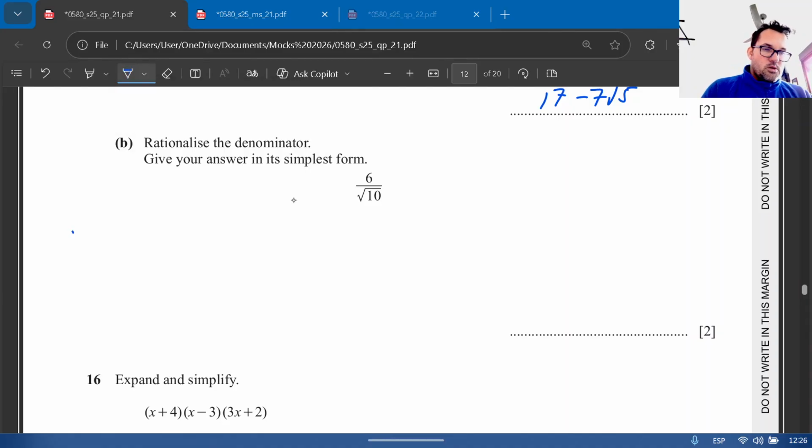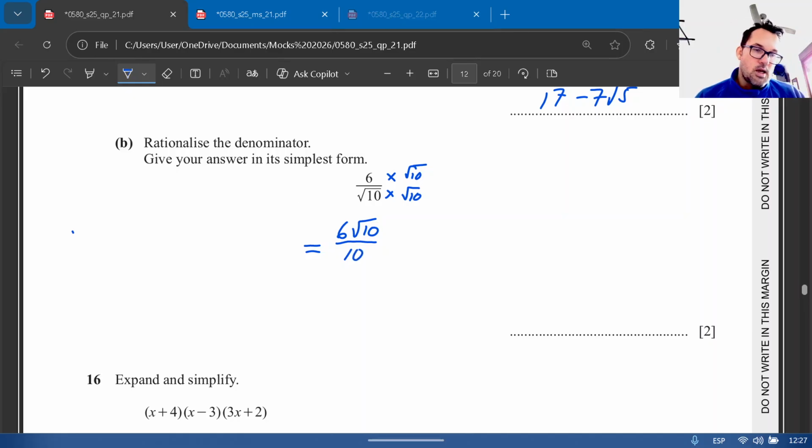Continuing with surds, question B, rationalize the denominator. Okay, remember you can multiply any fraction by the same number, top and bottom, and it will be an equivalent fraction. So here we're going to multiply it by square root 10. Square root 10 over square root 10 is 1, so we multiply over the same. So the top will have 6 square root 10, and the bottom, remember, you multiply a root by a root. 10 times 10 is 100, the square root of 100 is 10, the roots cancel.